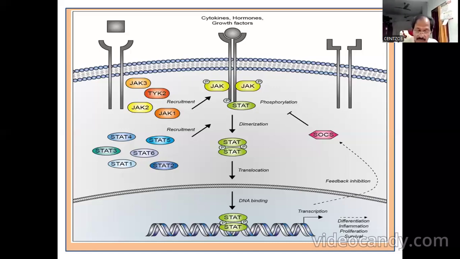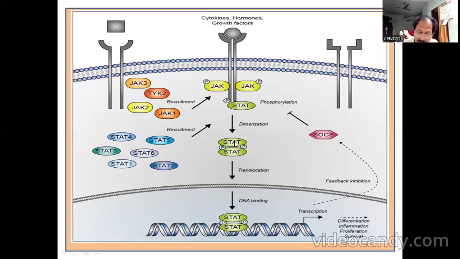After phosphorylation of the receptor, what takes place? A signal transduction protein known as STAT binds to this phosphorylated receptor. Then the JAK can further phosphorylate the STAT molecules. The STAT is a signal transducer and activator of transcription. More or less, it is a transcription factor. Then the STAT undergoes dimerization.